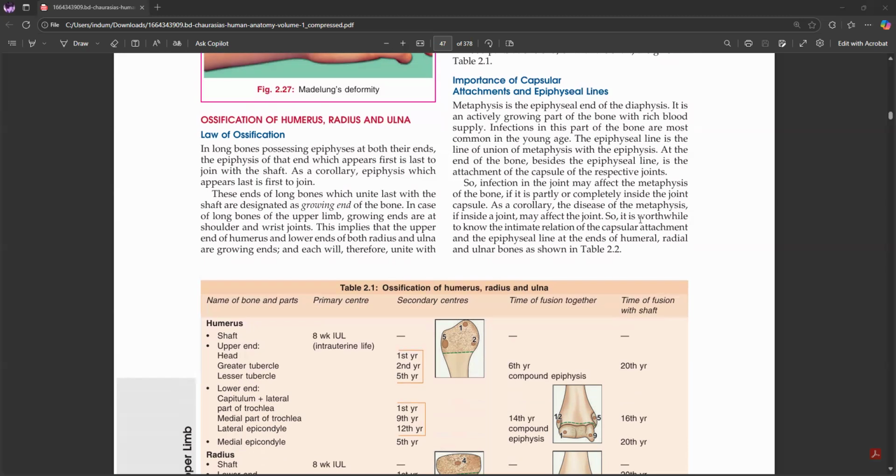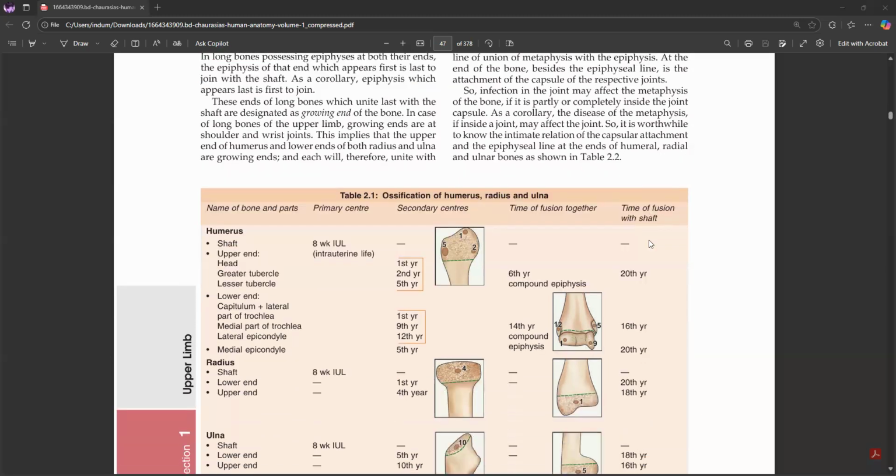Metaphysis is the epiphyseal end of the diaphysis. It is an actively growing part of the bone with rich blood supply. Infections in this part of the bone are most common in the young age. The epiphyseal line is the line of union of metaphysis with the epiphysis. At the end of the bone, besides the epiphyseal line, is the attachment of the capsule of the respective joints. So, infection in the joint may affect the metaphysis of the bone if it is partly or completely inside the joint capsule. As a corollary, the disease of the metaphysis, if inside a joint, may affect the joint.